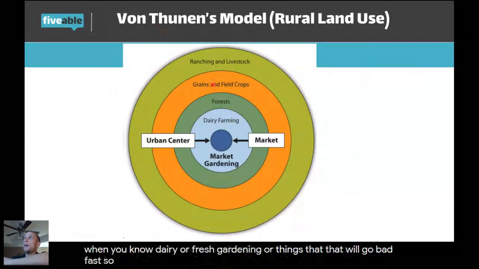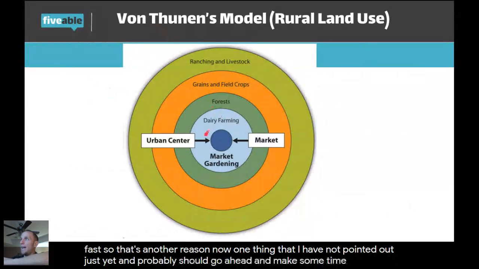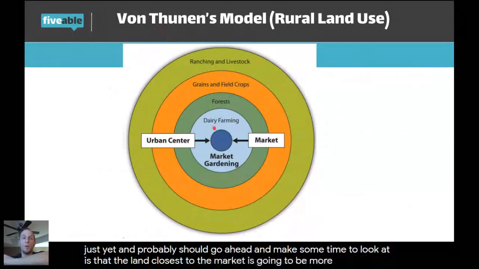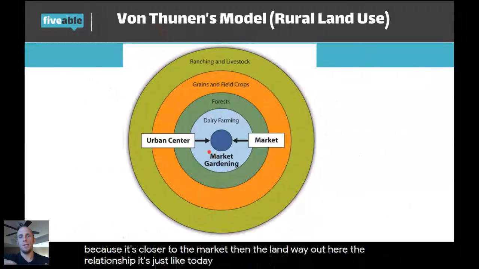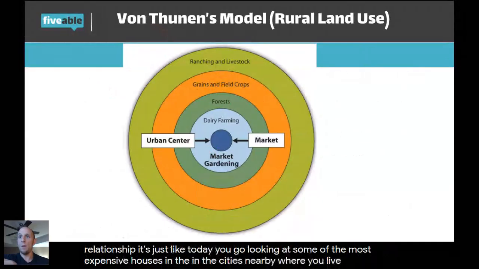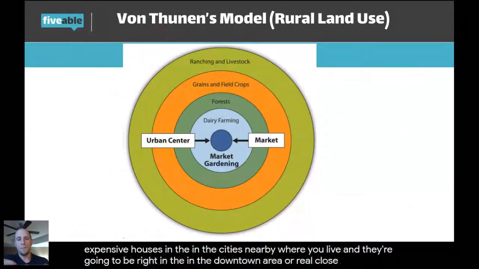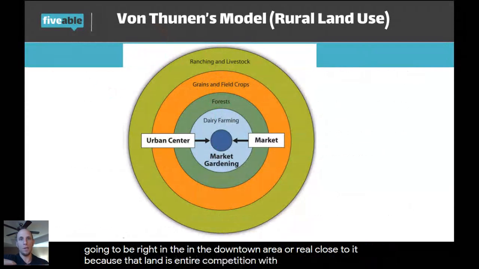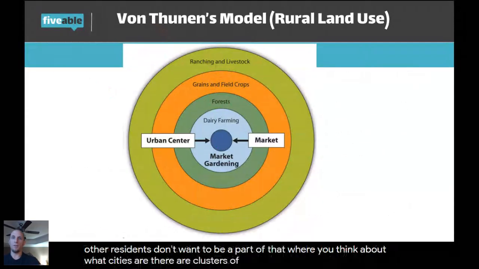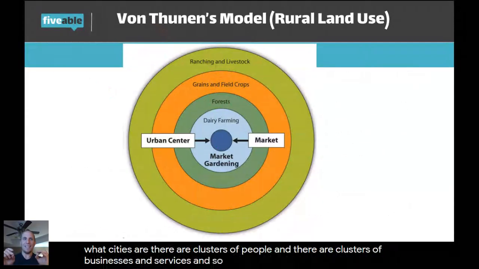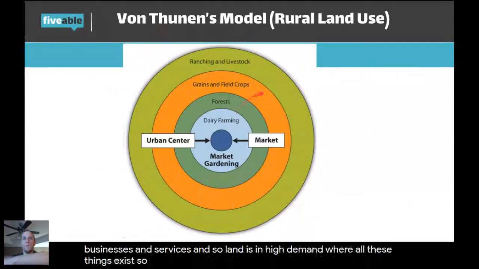So that's another reason. Now, one thing that I have not pointed out just yet, and probably should go ahead and make some time to look at, is that the land closest to the market is going to be more expensive because it's closer to the market than the land way out here. All right, so that's another part of the relationship. It's just like today. You go looking at some of the most expensive houses in the cities nearby where you live, and they're going to be right in the downtown area or real close to it, because that land is in tighter competition with other businesses and other residents that want to be a part of that. Where you think about what cities are, they're clusters of people, and they're clusters of businesses and services, and so land is in high demand where all these things exist. So in the same way with Von Thunen's model, the closer you are to the market, the more expensive the land is going to be.